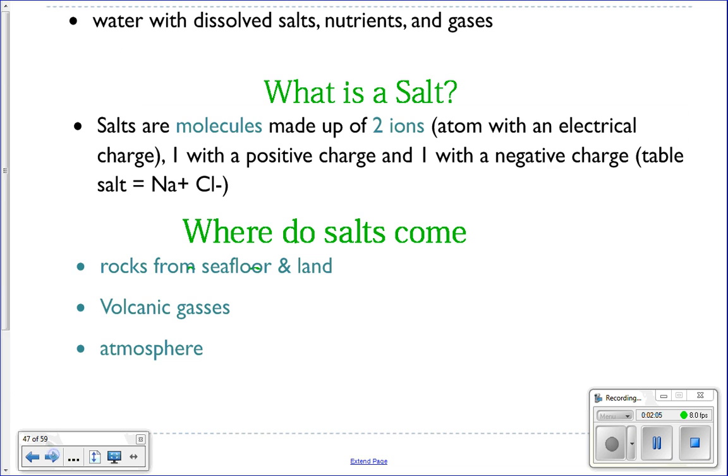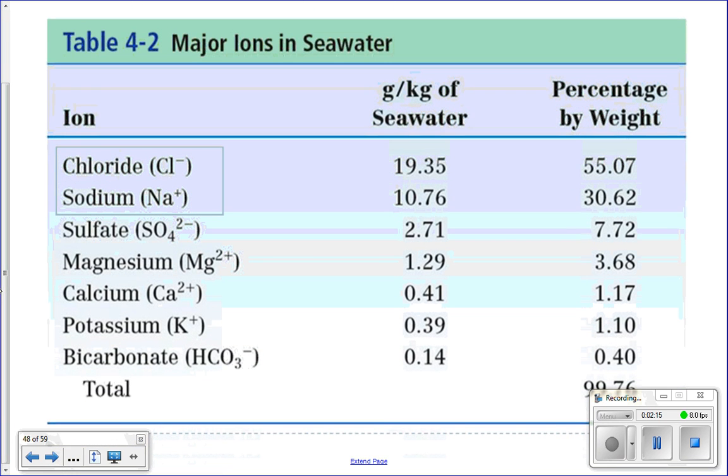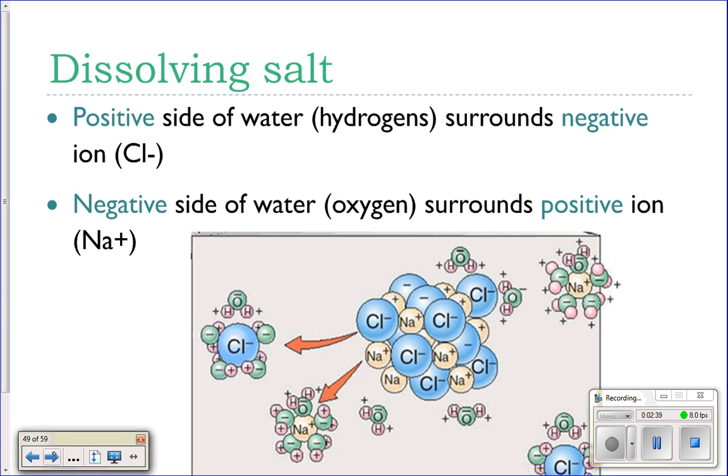Here is a table from your book of the most common ions that you'll see in the ocean. And you can see at the top, sodium and chloride are the two main things that you'll find in the ocean. So table salt is the main type of salt that you'd find in the ocean. You also have other things like sulfates and magnesium, calcium, potassium, and bicarbonate. But by far, sodium and chloride are the most abundant type of salt in the ocean.